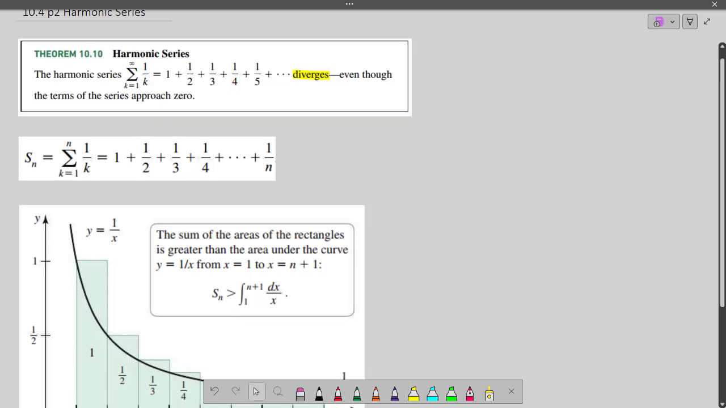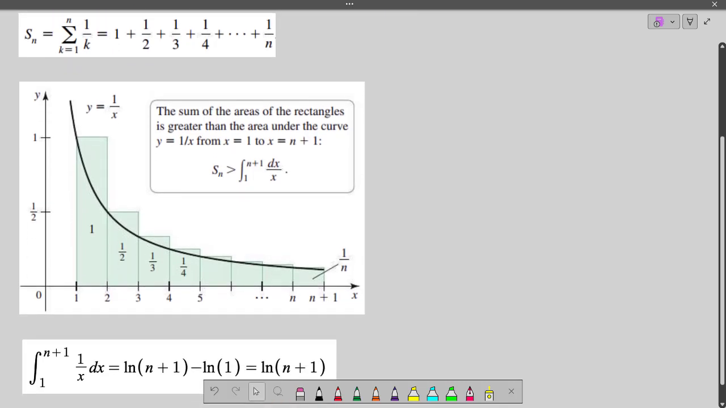So let's get a better sense of why it diverges. Whenever we look at a series, we analyze the series by looking at its sequence of partial sums. So S sub n is the sum of the first n reciprocals, the sum of the first n terms. And what we're going to do here is look at an integral and make a comparison case. So the function 1 over x, right there. And then we're going to draw some rectangles to represent the sum S sub n.